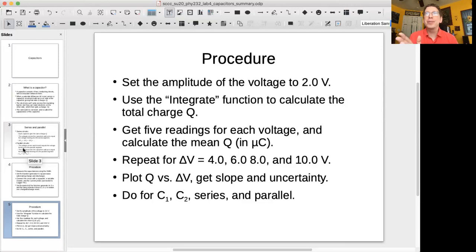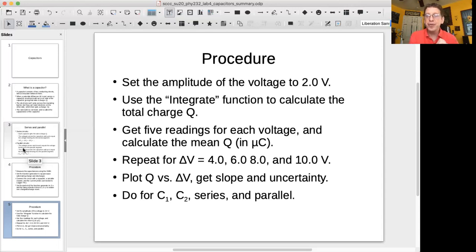You have it in coulombs, but you're going to multiply that number by 1,000,000, or by 10 to the 6, to put it in microcoulombs. And the reason I want you to put it in microcoulombs is that when you calculate the slope, you're going to plot Q versus delta V. You're going to calculate the slope, and the slope will be given in microfarads, to make it easier to compare with the measured readings you got off the DMM.